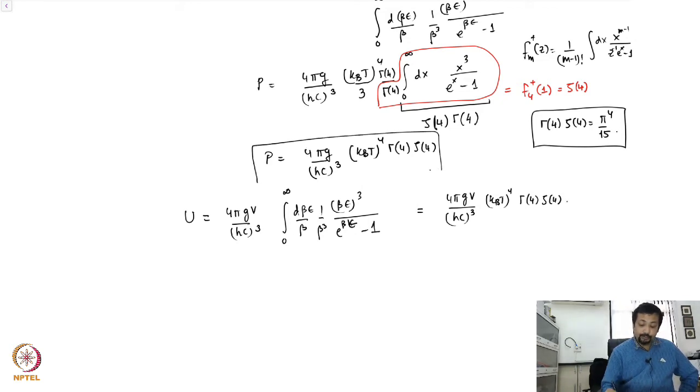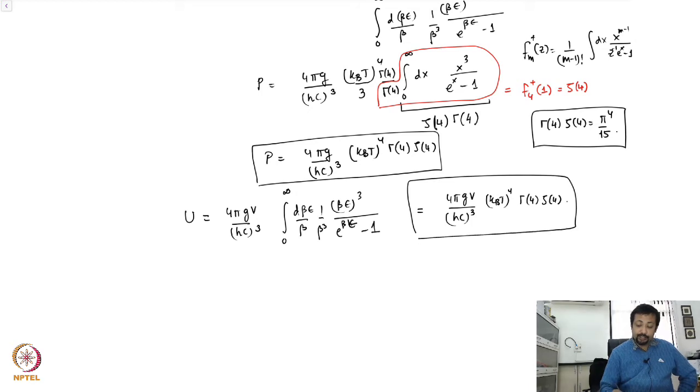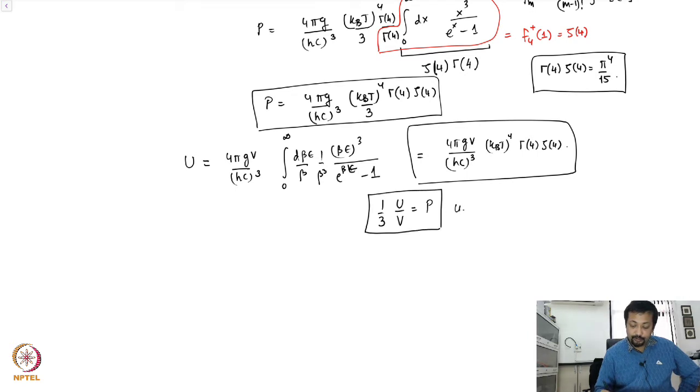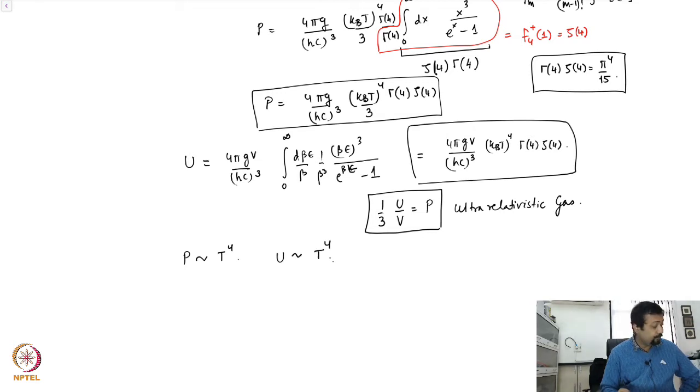So if you compare this expression over here and the last expression over here, you see that U by V, I have missed out a factor 3 over here. One third of U by V is the pressure, which is the case for an ultra-relativistic gas, which we have done several times in this course. Additionally, you must note that the pressure goes as T to the power 4 and U goes as T to the power 4 in this case. Now that I know the energy density, I can write down U by V, the energy density goes as T to the power 4.